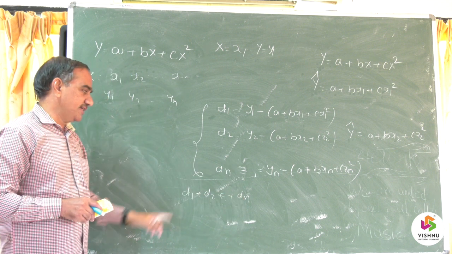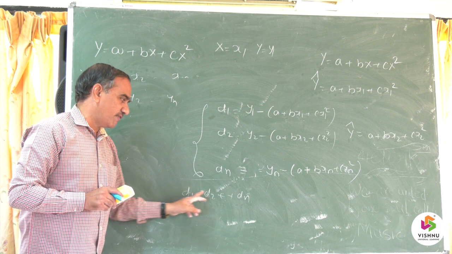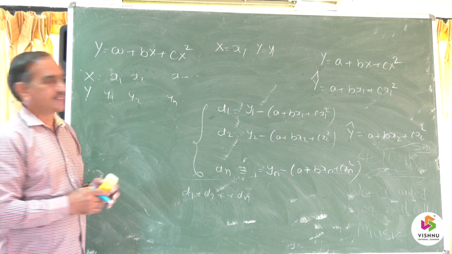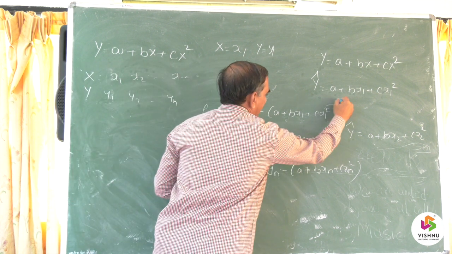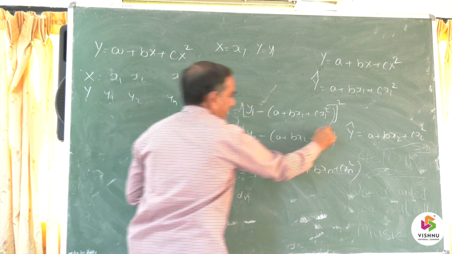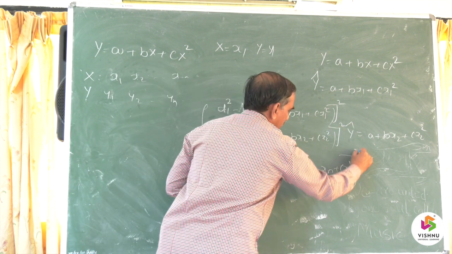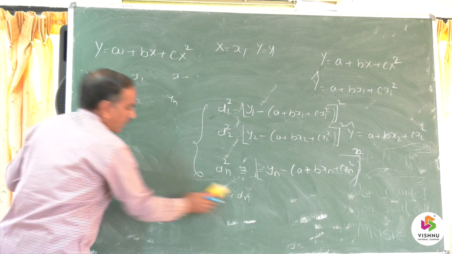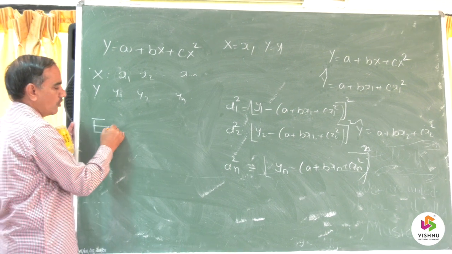But in statistics, we should not depend on the first order differences, d1, d2 and so on dn. We have to shift to second order differences. So we take d1 square of the error, d2 square of the error, and so on dn square of the error. We have to convert them into second order differences. Now once again, the sum of the squares of the differences is denoted by E.